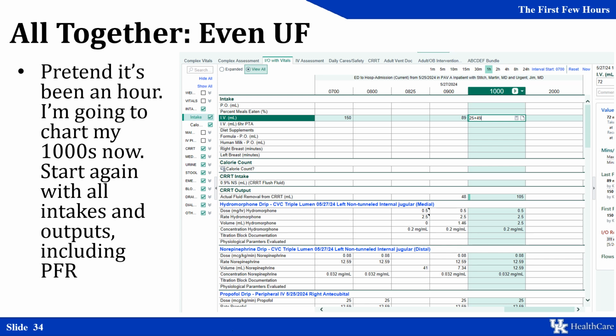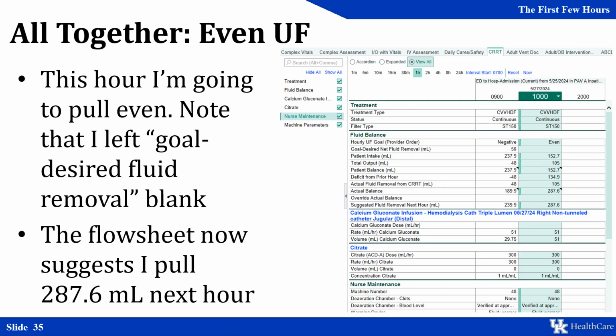On this screen, you can see I've added up my 2 KBOs and my PFR under actual fluid removal, and then I've used Infusion Verify All to enter all of my volumes from my medications. Since I'm going to pull even this hour, I'll start the same under treatment for CBB HDF continuous with the same filter, but this time under hourly UF goal, I put even. Since we've selected even, there's no need to put a goal desired net fluid removal. If it makes you feel better, you can put 0 there.